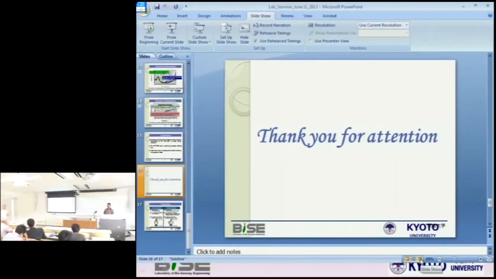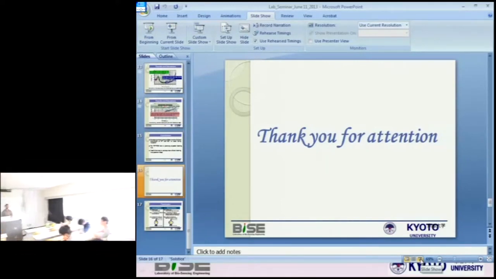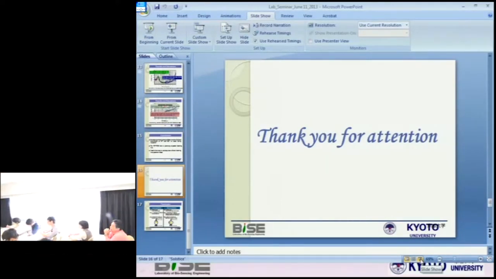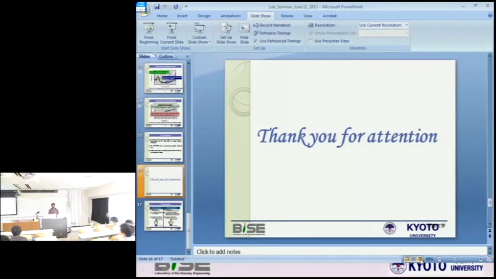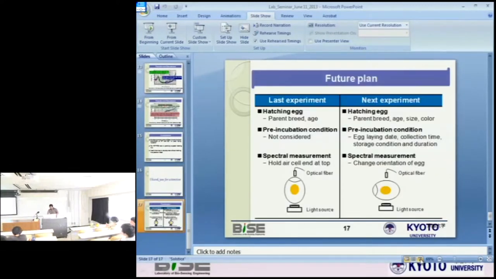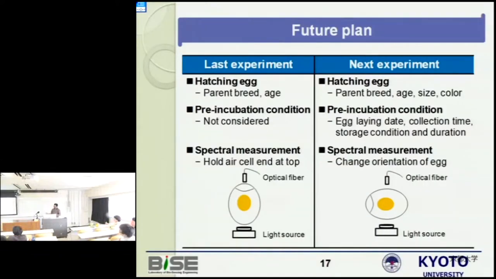Why is the marker direction to be expected? At first I used the company setup. I did not think about that, but in the next experiment I will change the position and orientation of the egg, because I found in some literature that as incubation time increases, the air cell size gradually increases, and I think this may affect transmission. So in the next experiment, yes, sorry, I made a mistake there. I will change it like this.